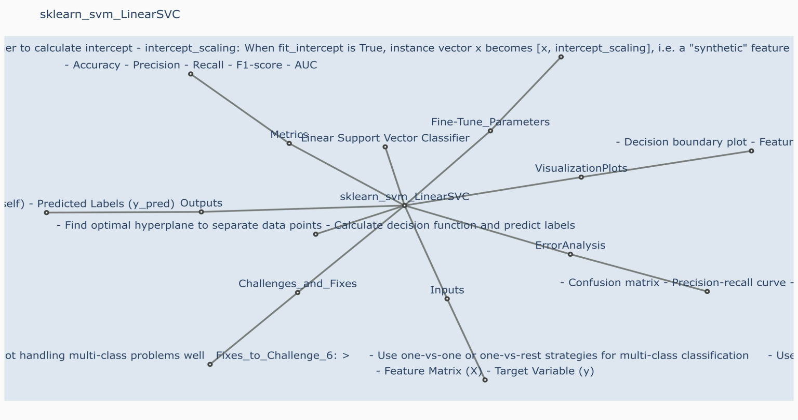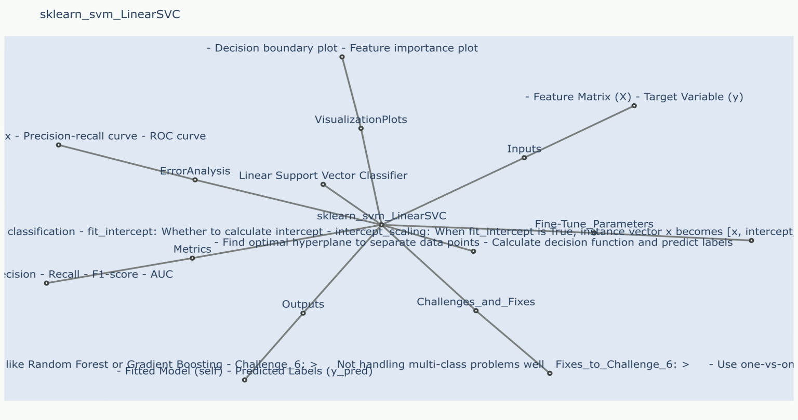sklearn.svm.LinearSVC. Description: LinearSVC is a linear support vector machine classifier in scikit-learn. It implements a one-vs-rest multi-class strategy, meaning it trains a separate linear model for each class, comparing it to all other classes. LinearSVC is efficient for large datasets and performs well when the data is linearly separable.